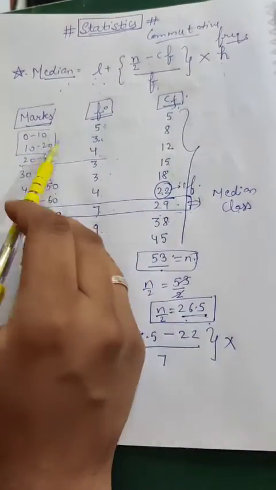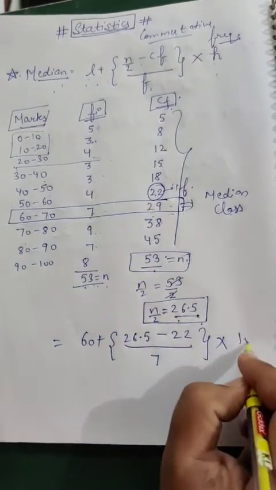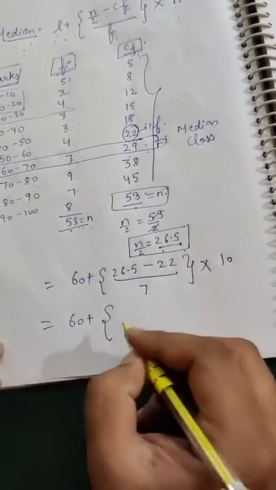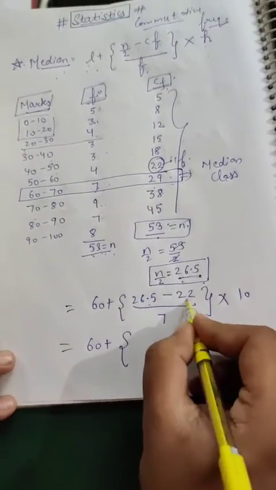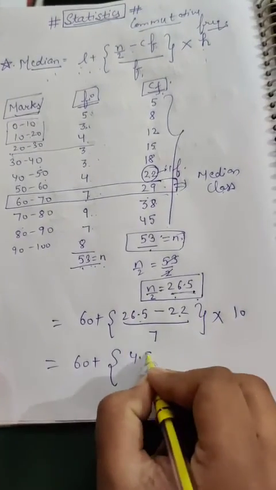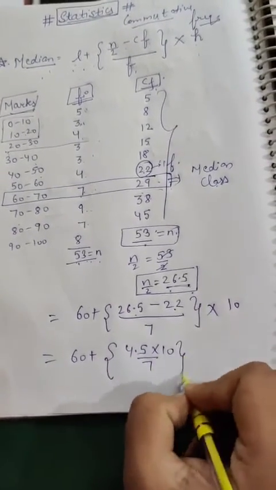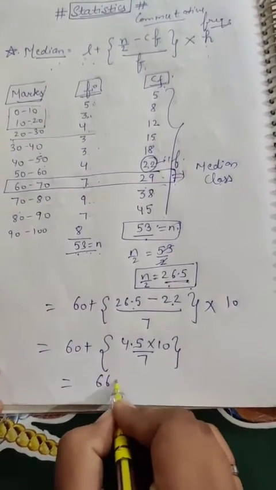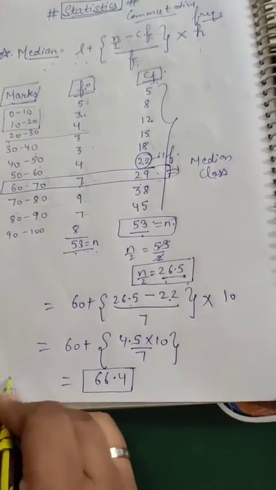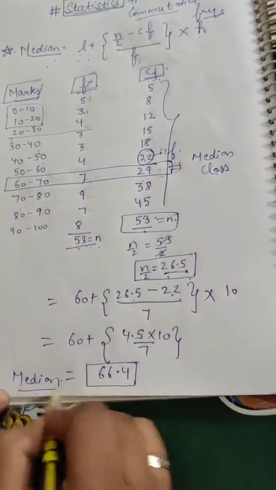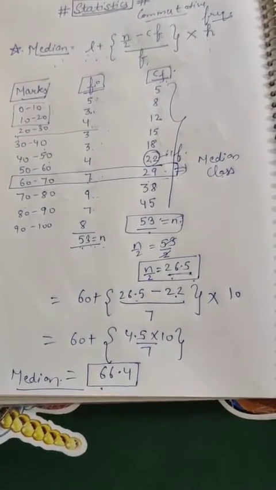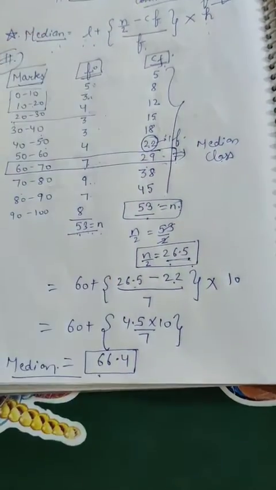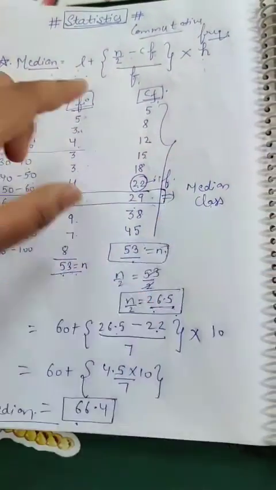Multiply by height. Height is the class size, that is upper limit minus lower limit, this is 10. So here it is 60 plus bracket 26.5 minus 22, that is 4.5, multiply 10 divided by 7. When we solve it, the answer comes out to be 66.4. So hence 66.4 will be the median of this given grouped data. So the formula is this.